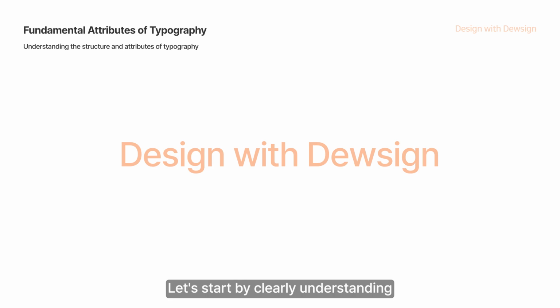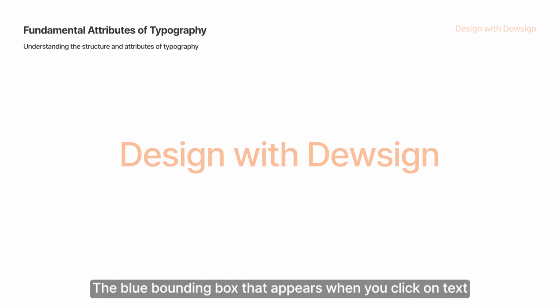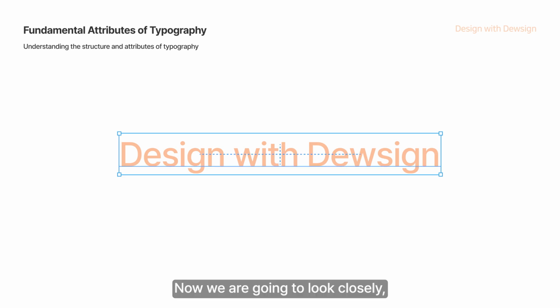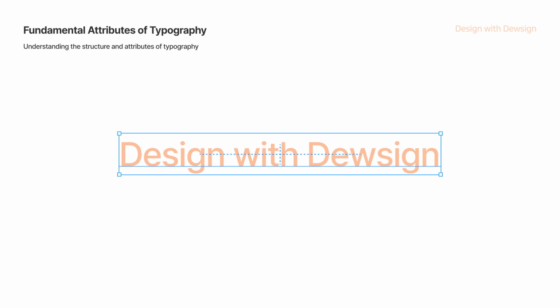Let's start by clearly understanding the fundamental attributes of fonts. The blue bounding box that appears when you click on text in Figma is our exact starting point. Now we are going to look closely, step by step, at the secrets of this invisible box and the unique attributes that characters have.